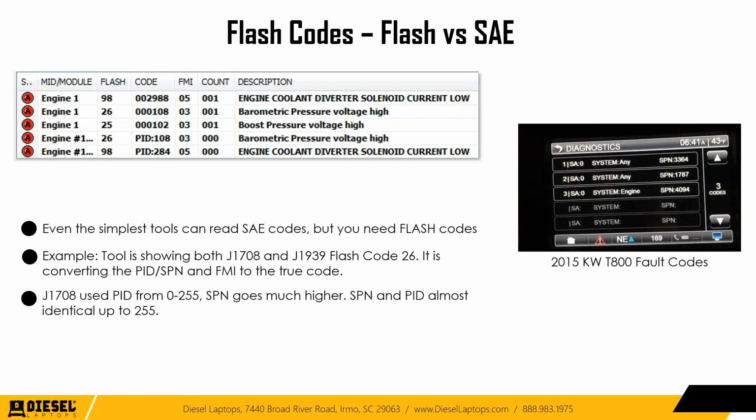And that picture kind of on the left, that's from another tool that does both. So in that case, you'll see there's a column called flash, and there's also a column called code and FMI. So in that particular tool, it's giving you both. It's saying, yeah, here's the flash code, the real code you need to fix that. But here's those generic SAE codes as well.